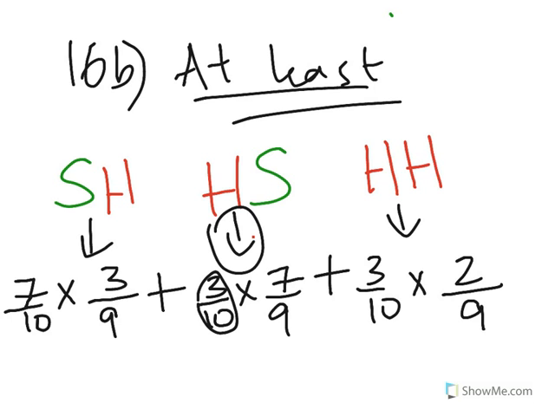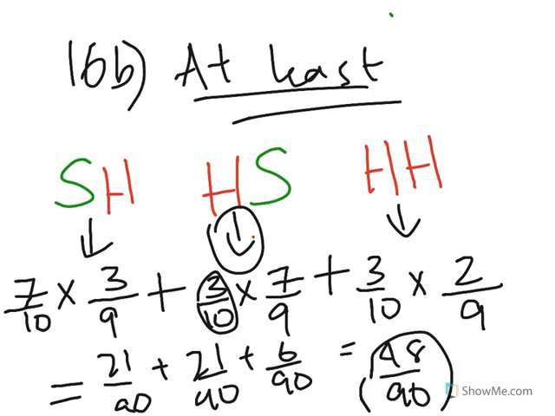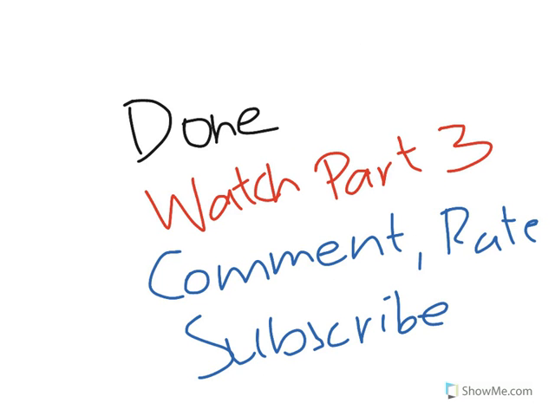So you've got to add this all together to get a value for the total probability that she eats at least 1 hard center. And that answer is 21 out of 90 plus 21 out of 90 plus 6 out of 90, and you're going to get 48 out of 90. And that's your answer. Alright, so we're done with part 2.